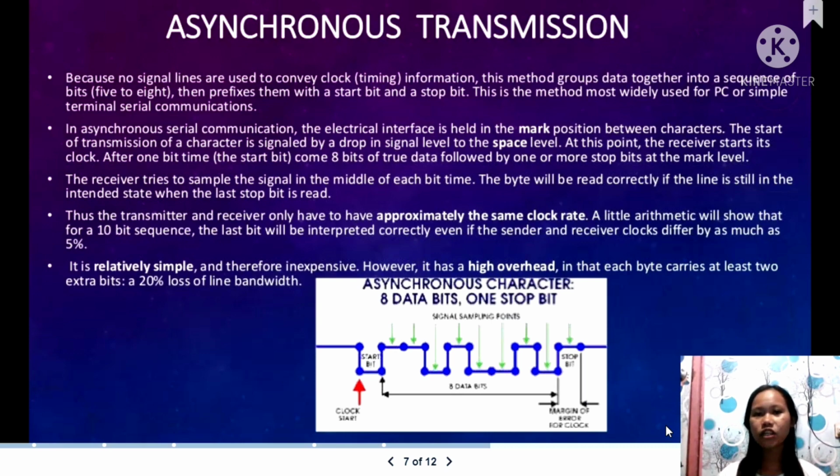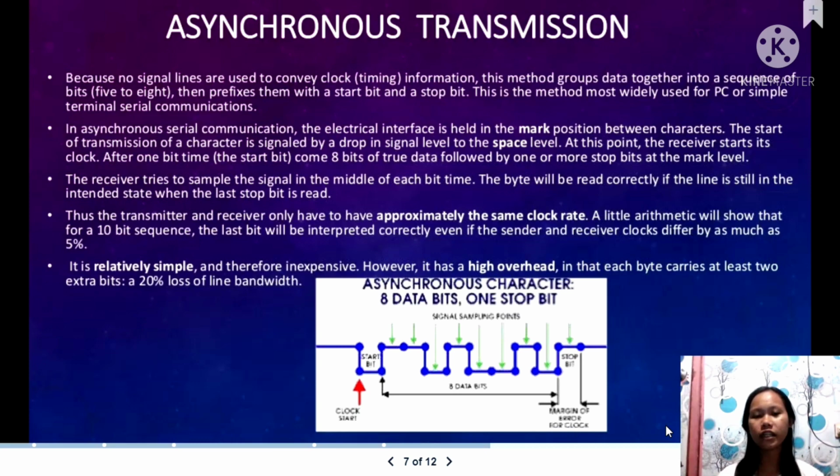When you say asynchronous transmission, because no signal lines are used to convey clock or timing information, this method groups data information together into a sequence of 5 to 8 bits, then prefixes them with the start bit and the stop bit. It is the method most widely used for PC or simple terminal serial communications.